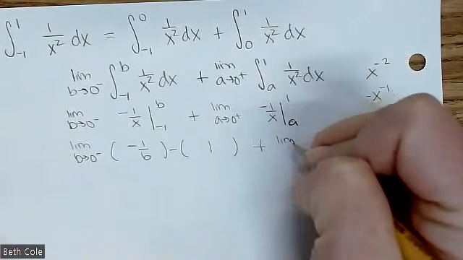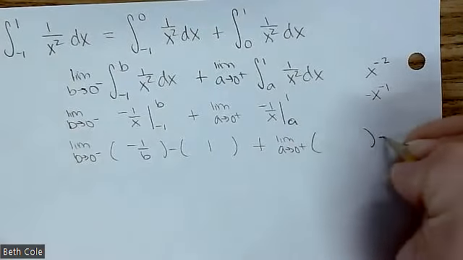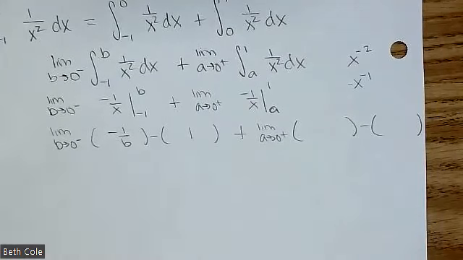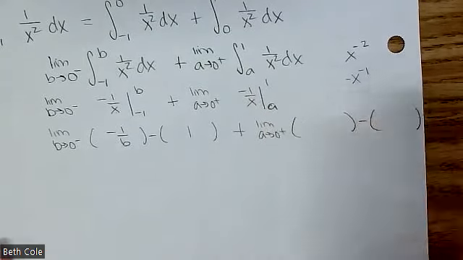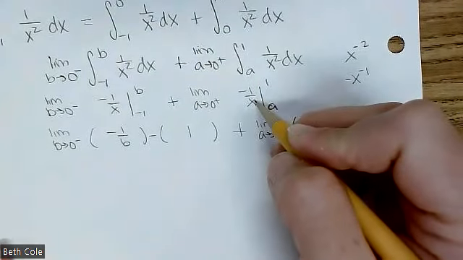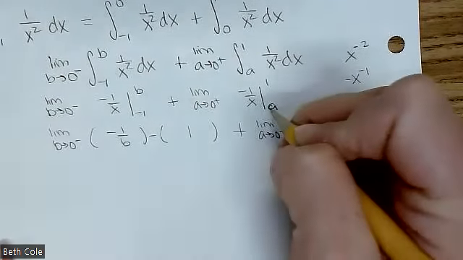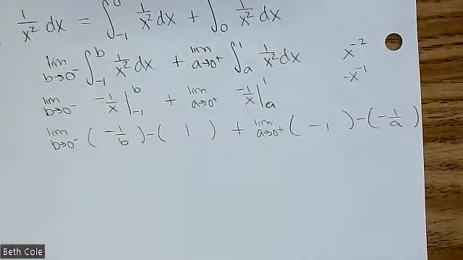Plus, limit as a goes to 0 from the right, upper boundary minus lower boundary. Oh, I'm barely going to make it fit. So if you plug in 1, you would get -1, and if you plug in a, it'll just be -1 over a. I'm going to write down one more thing after we put this answer. So copy it down with me, because this is the big takeaway and why I changed my mind and did this problem instead.